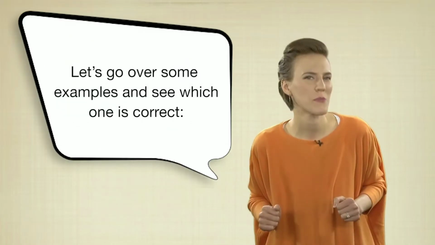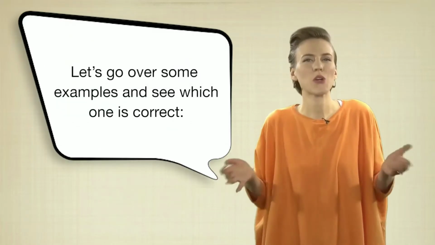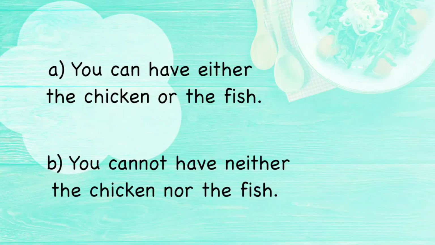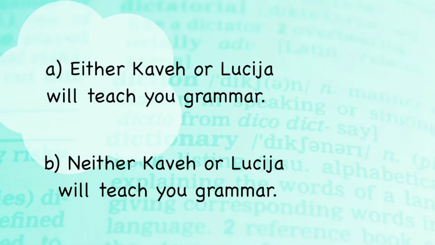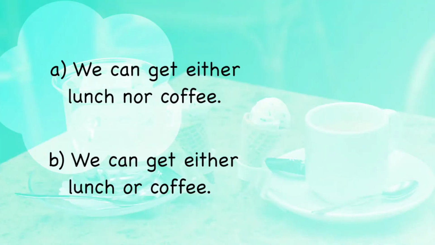Let's go over some examples and see which one is correct. The correct answer is A. You can either have the chicken or the fish. The correct answer is A. Either Kaveh or Lucia will teach you grammar. The correct answer is B. We can get either lunch or coffee.